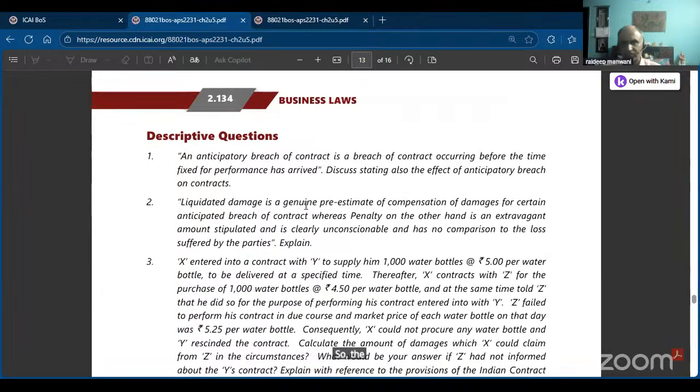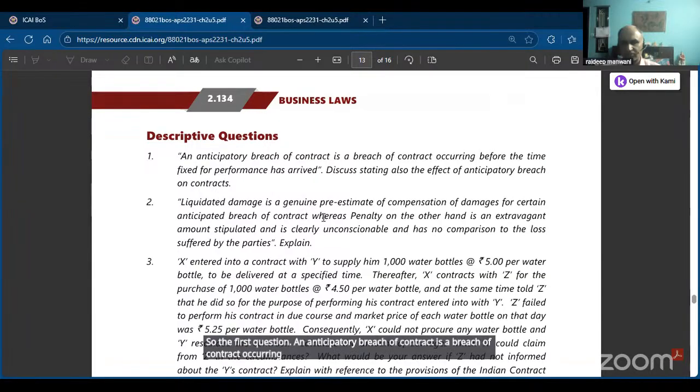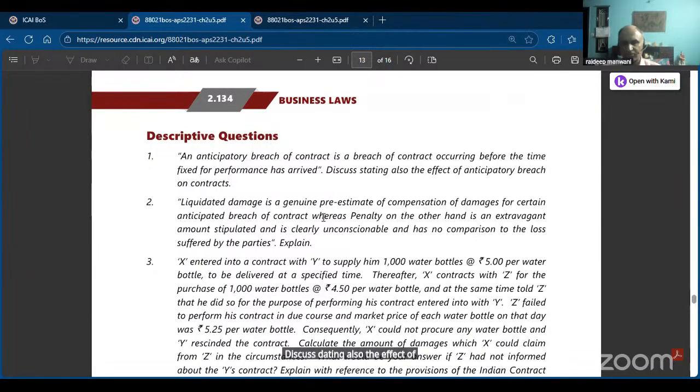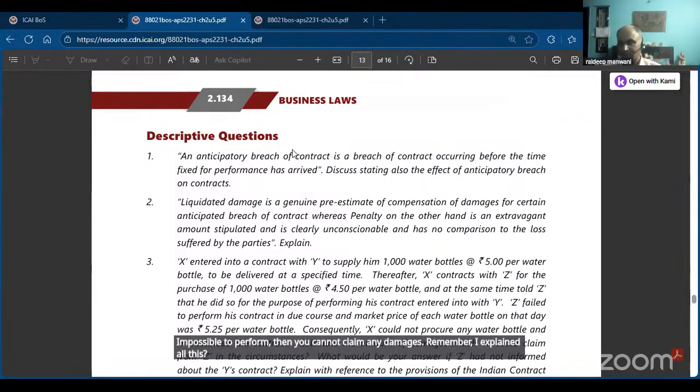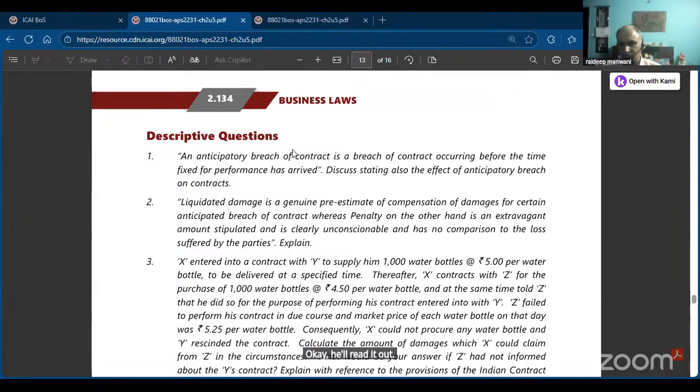So the first question. An anticipatory breach of contract is a breach of contract occurring before the time fixed for performance has arrived. Discuss, stating also the effect of anticipatory breach on contracts. Okay, let him read. This is anticipatory, before the due date you ask for the cancellation of the contract. Then I told you on that date you can cancel it and claim damages. You can wait for the due date. But between the due date and the date when you anticipate, if the contract becomes impossible to perform, then you cannot claim any damages. Remember, I explained all this? Yes, sir. Okay, he'll read it out. Read out the answer.